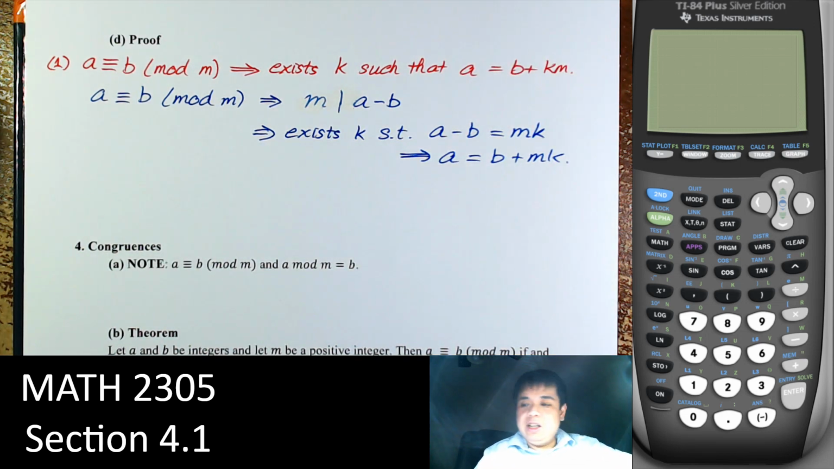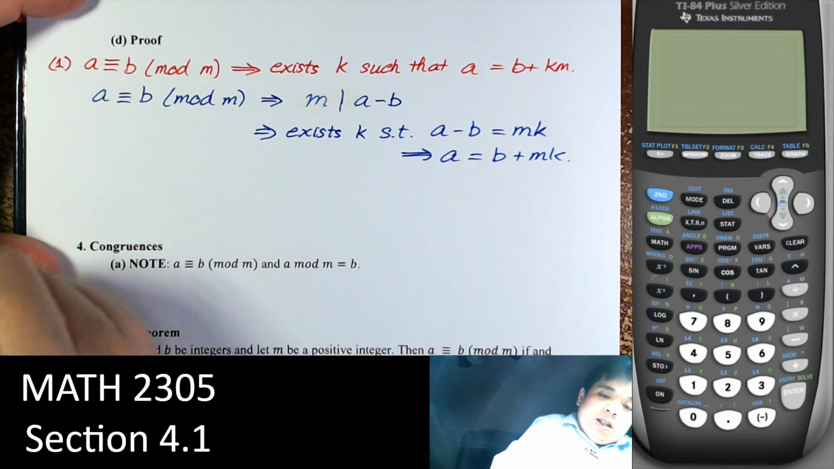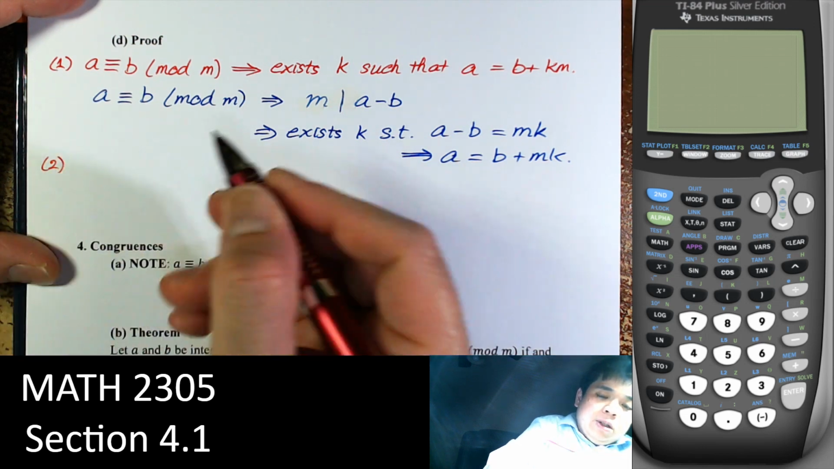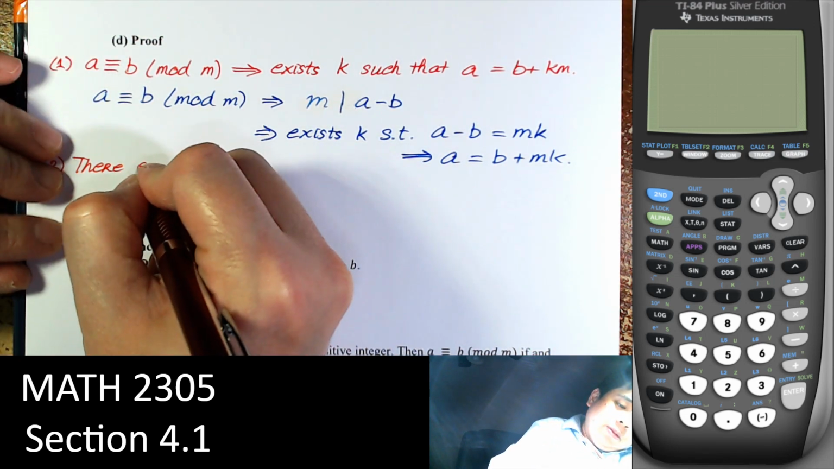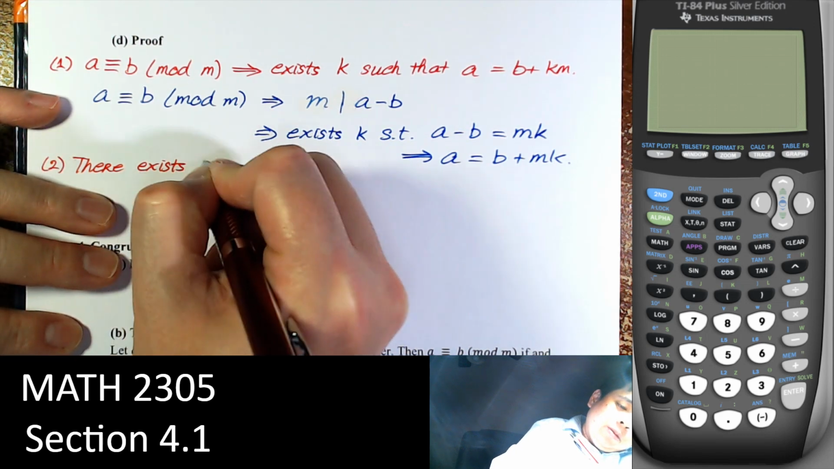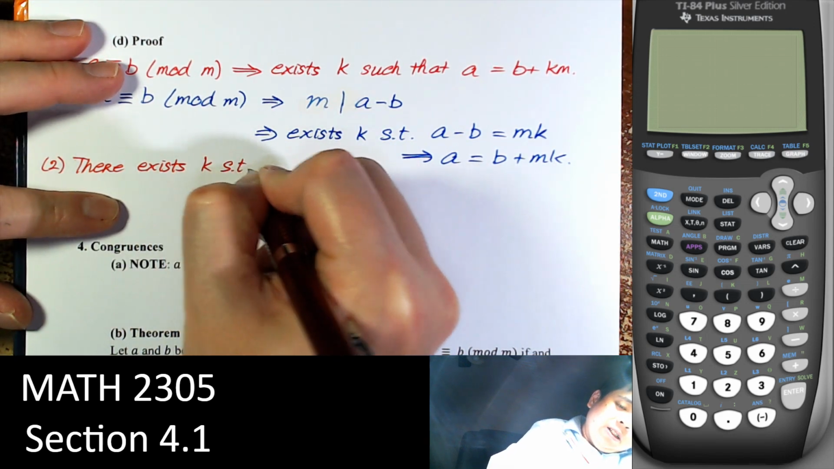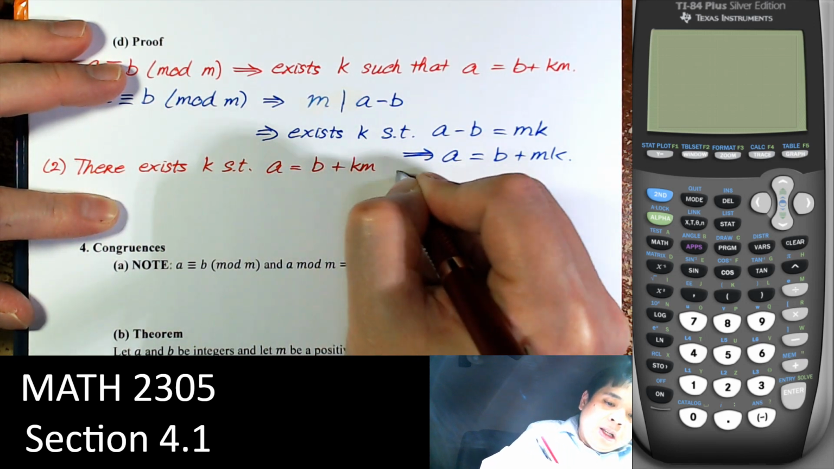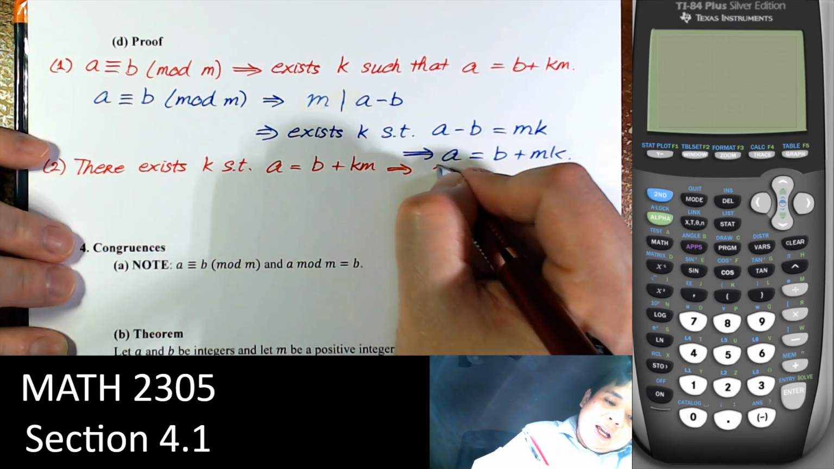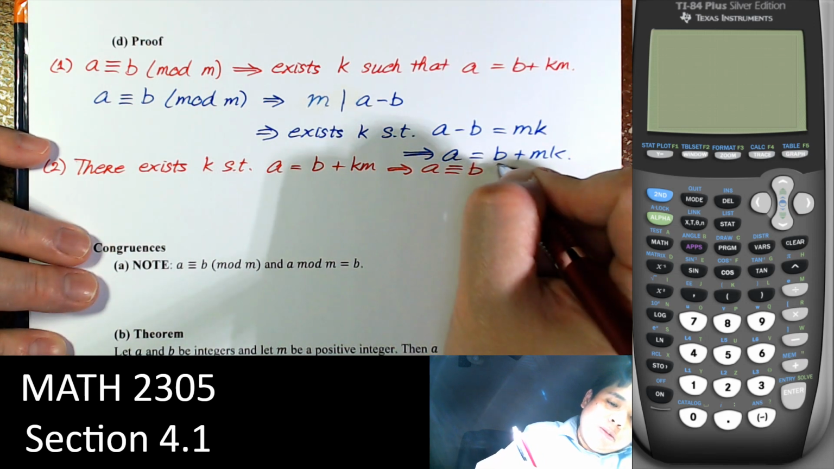Now write the converse of this. Now suppose there exists k such that a equals b plus km. Show that a and b are congruent mod m.